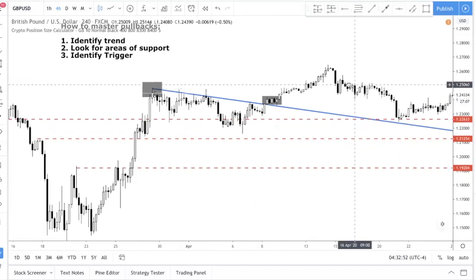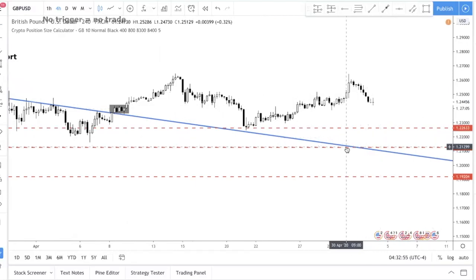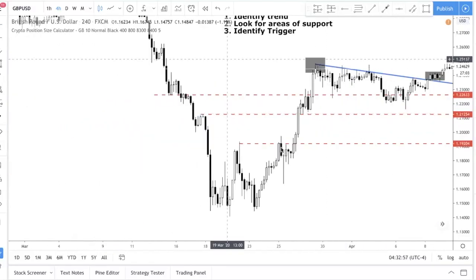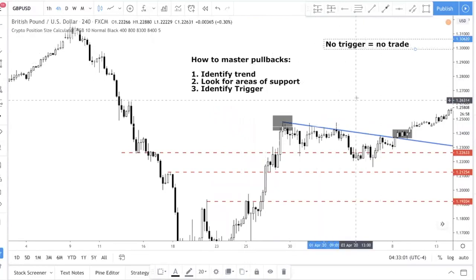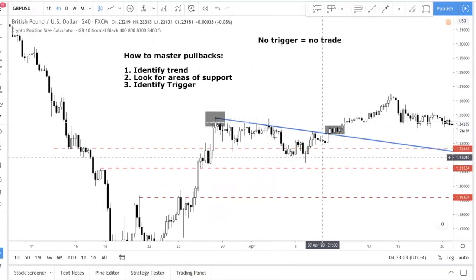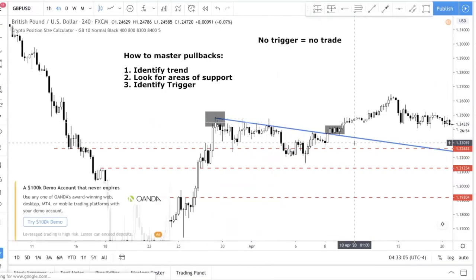Let me see if I can find you other examples. Just a reminder that you always want to be looking for a trigger. The trigger can be in the form of the trend line. Now, in my Forex course, I talk about other triggers, how I use candlestick patterns together with certain indicators. So if you want to know other triggers, you can check out my Forex course.